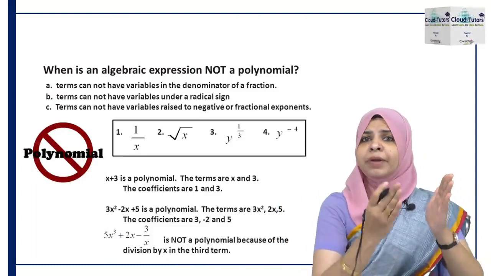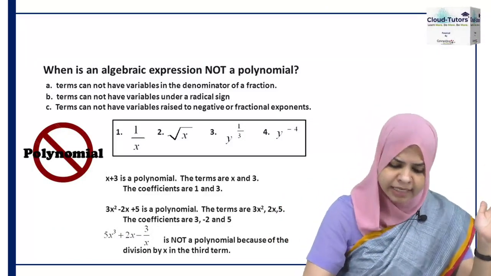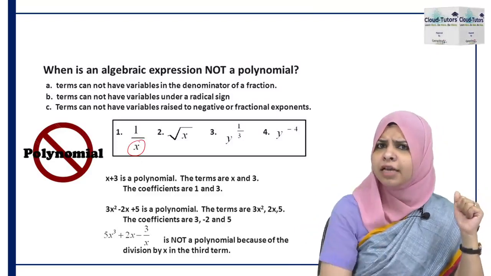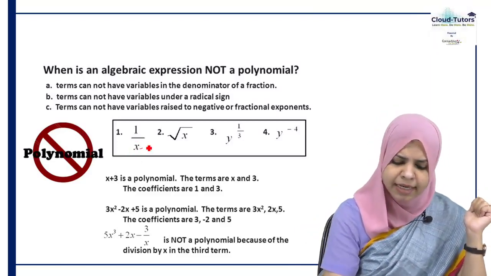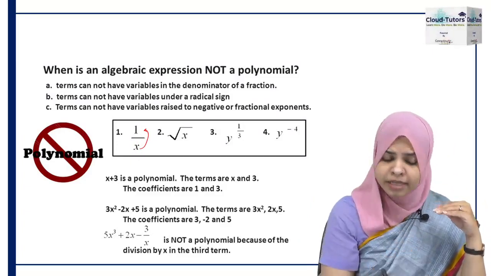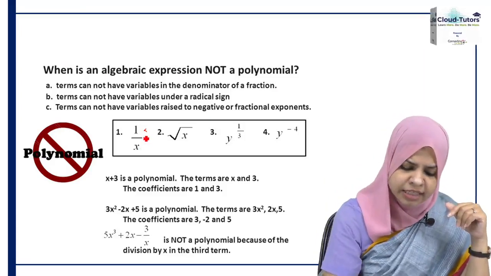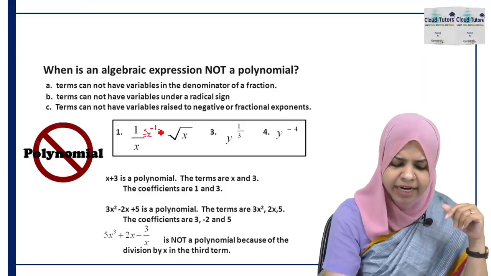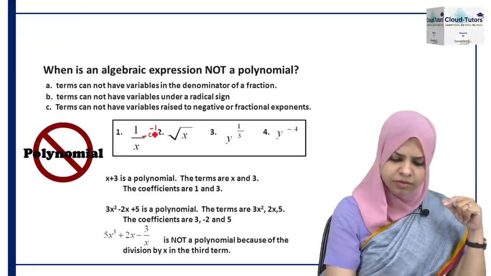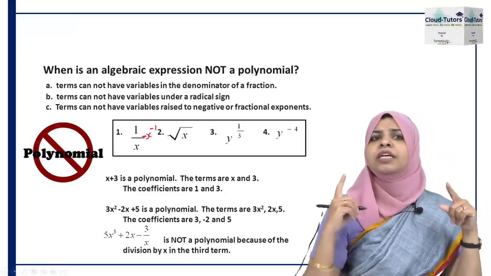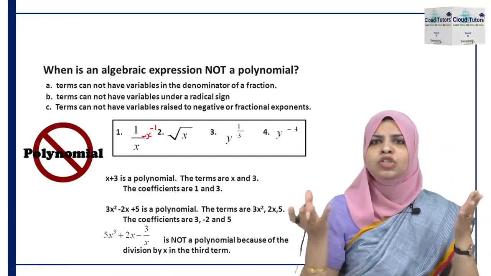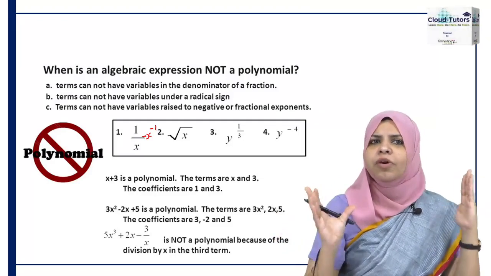An algebraic expression will not be a polynomial whenever, see, 1 by x, here you might be wondering, the power is still positive. But see here, the variable is in the denominator. If I use negative exponents, this is equal to x power -1, right? Therefore, the degree is not non-negative, so it is not a polynomial.